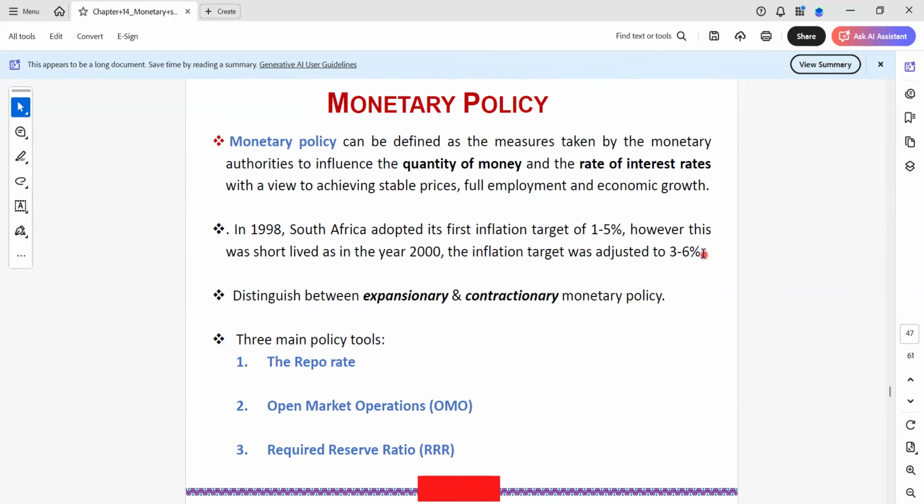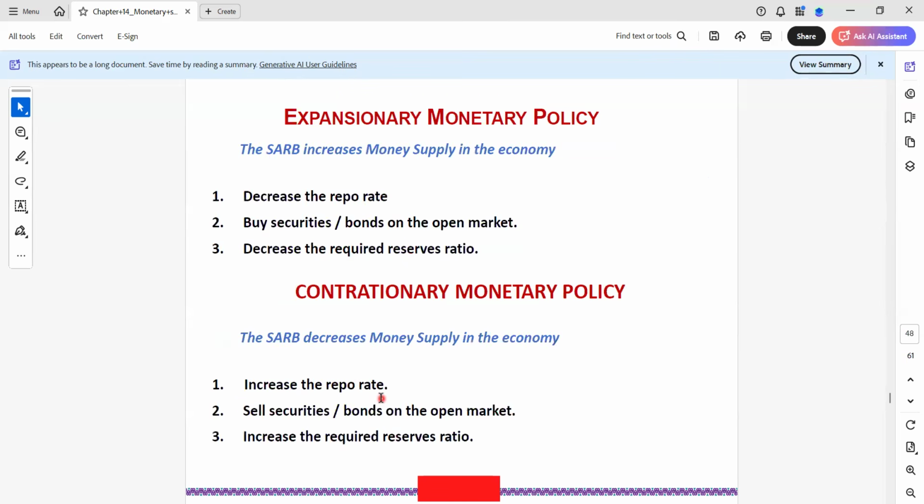Distinguish between expansionary and contractionary monetary policy. We said that the policies under the monetary policy are the expansionary monetary policy and the contractionary monetary policy. And the three main tools of the monetary policy are what? The repo rate, the open market operations or open market transactions, as well as the required reserve ratio.